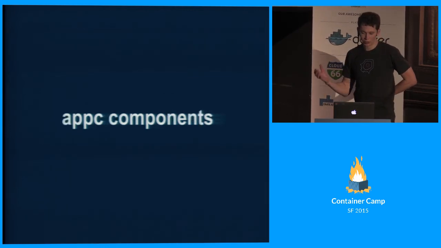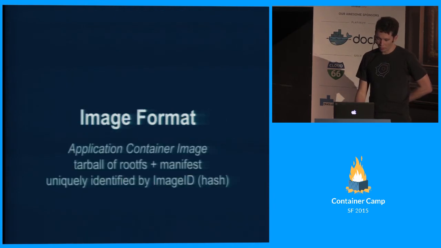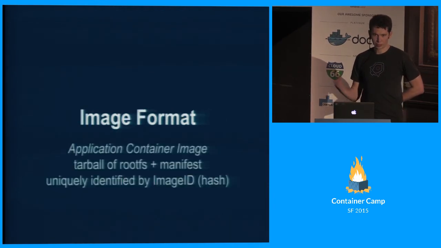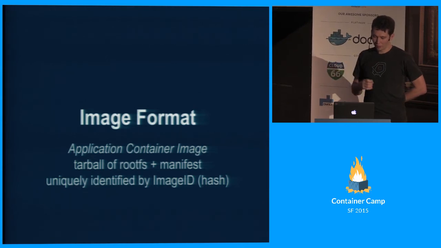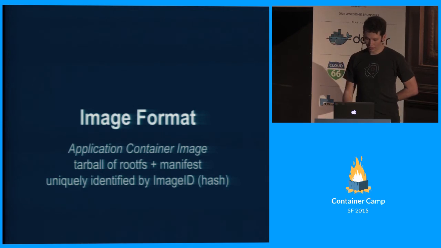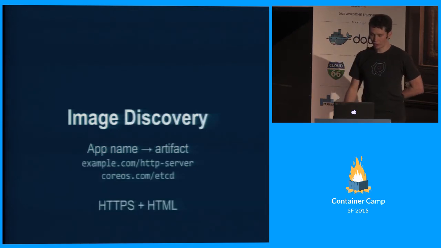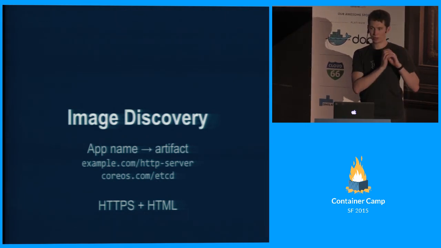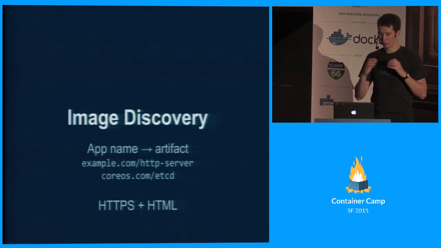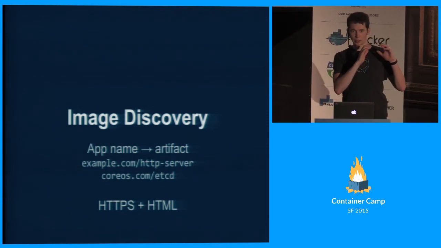So there's a number of components to make this whole thing work. Obviously, there's the image format, which essentially is a root file system plus a JSON manifest. And as I said, it's uniquely identified by this cryptographic hash. There's image discovery, which is how do I take a name? So one of the core tenets that we initially established is we wanted to have a shared namespace that didn't collide. And so the discovery mechanism relies on the DNS namespace.